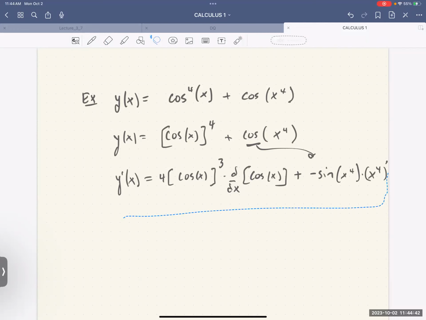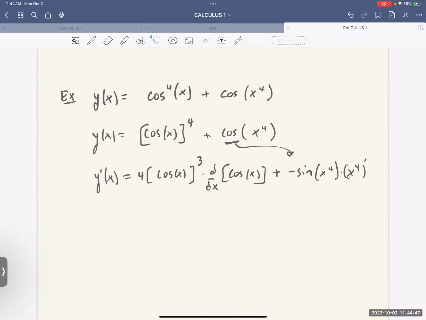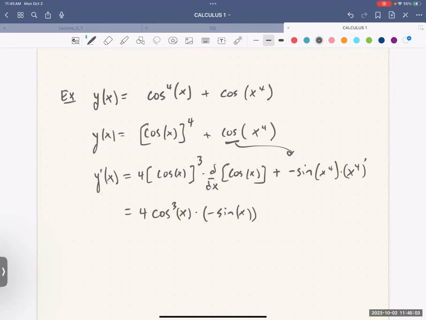Let's see if we can move that. There we go. So let's keep going. This is a 4. Let's write it as 4 cosine cubed x times the derivative of cosine, that's negative sine. Then we have minus sine of x to the 4 times the derivative of x to the 4, that's 4x cubed. There you go. There's your derivative.